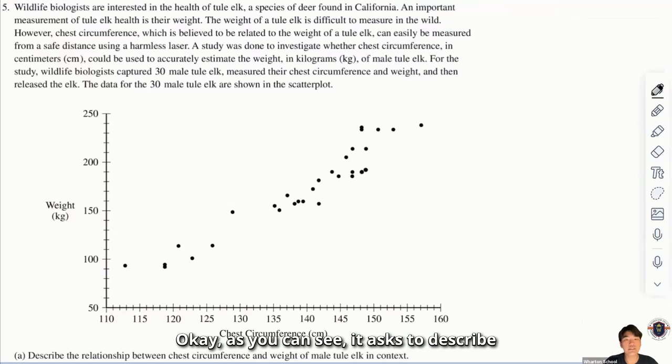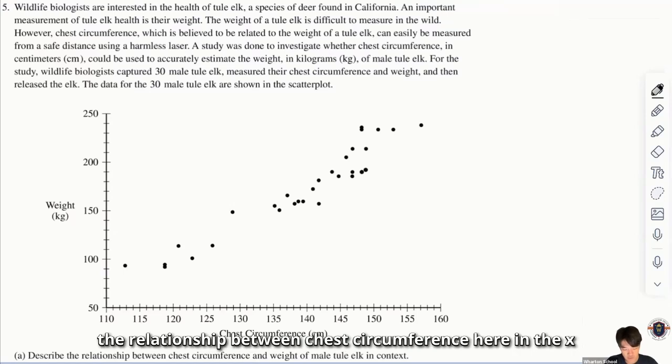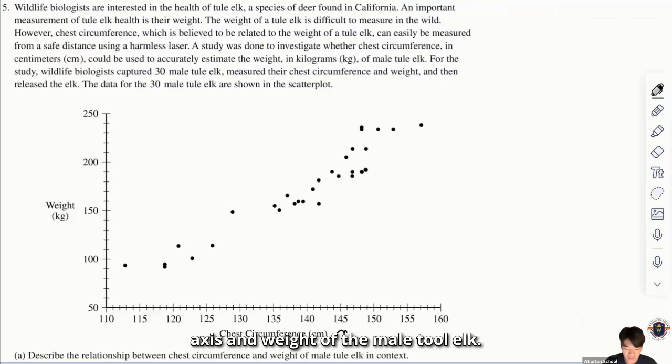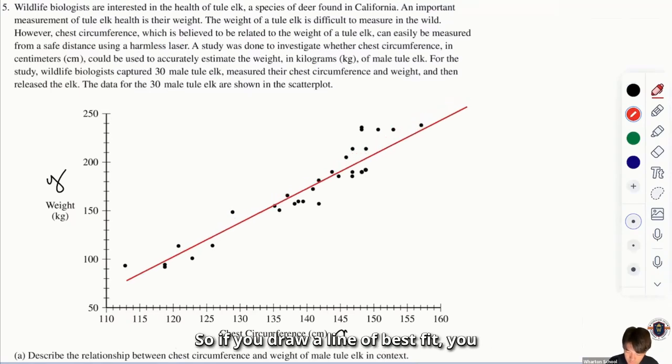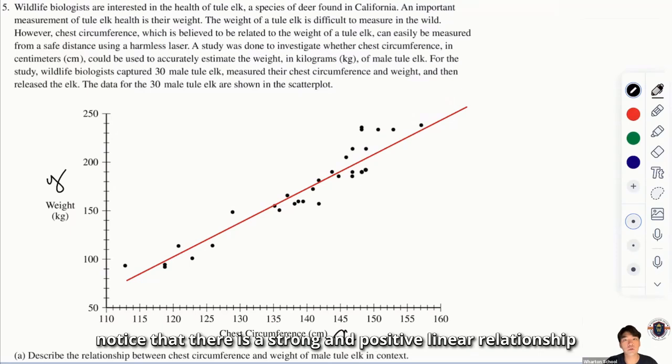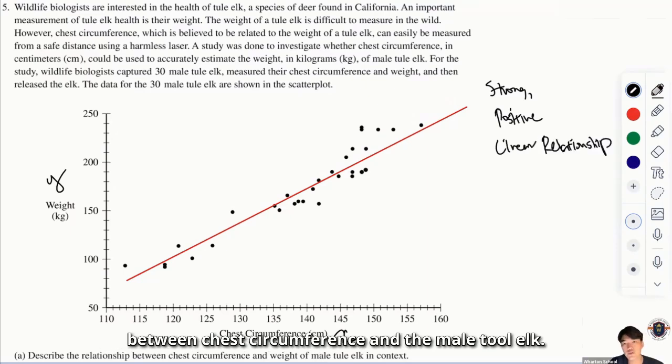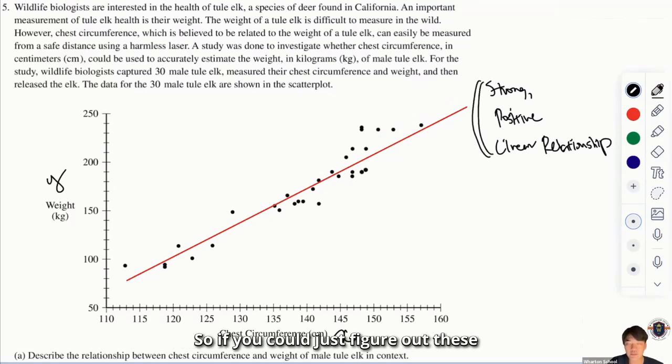As you can see, it asks to describe the relationship between chest circumference, here on the x-axis, and weight of the male teal elk, which is y. You would immediately notice that there is a positive relationship here. If you draw a line of best fit, you'll notice that there is a strong, positive, linear relationship between chest circumference and weight of the male teal elk. If you can just figure out these three words here, you'll be good to go.